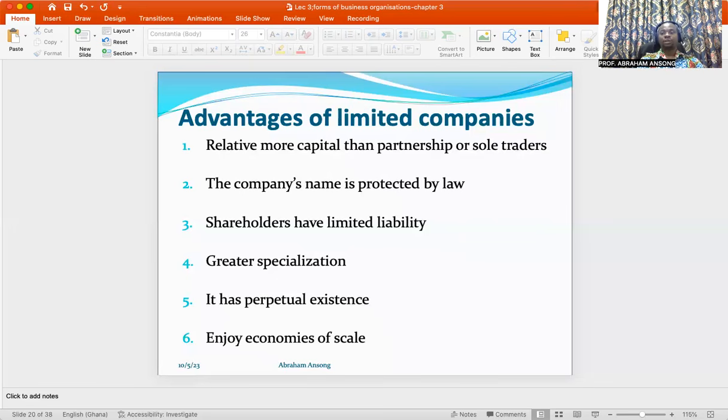Okay, so company names are important and they are protected by law, and that's very, very important. After all the investment to be known in a particular way, those investments will not go to waste because the laws of various lands will protect you. Shareholders have limited liability. I think we've explained this much earlier. Your liability will be limited to the shares that you have acquired in that particular company.